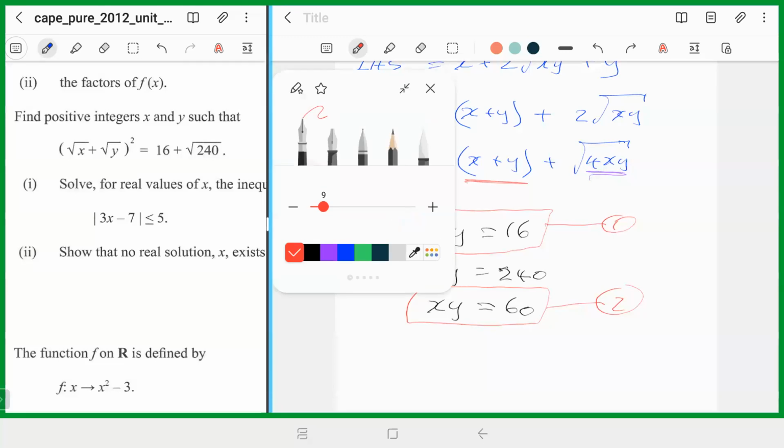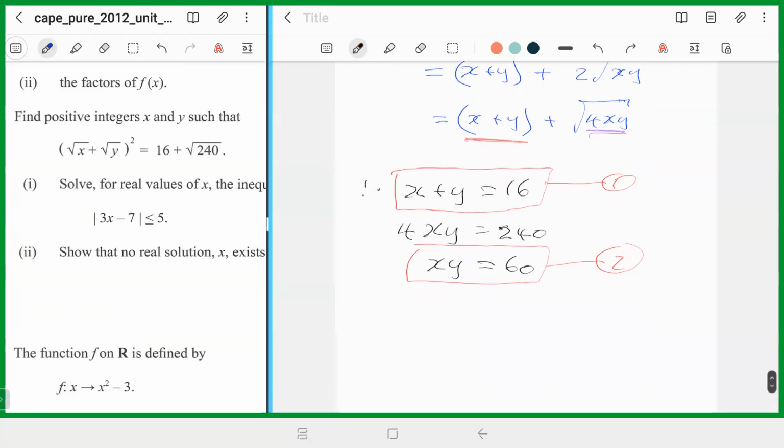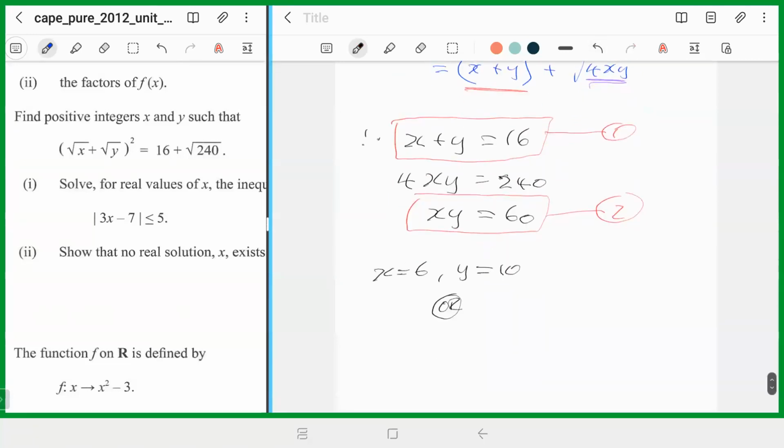So remember now, if x is 6, then y is 10, and if x is 10, then y is 6. So your solution is that x equals 6, y equals 10, or x equals 10, y equals 6. This is your answer. This one is easy, you don't have to worry. Otherwise, you would have to solve those two equations simultaneously, but with those values, you don't have to.